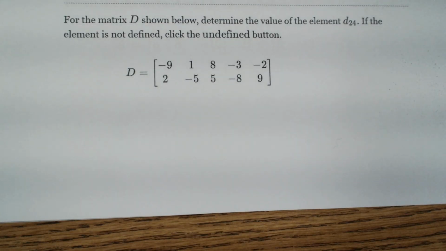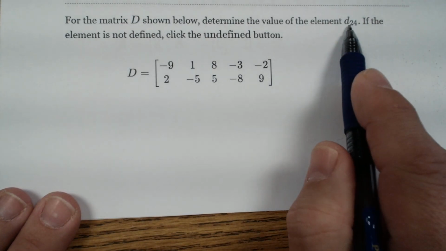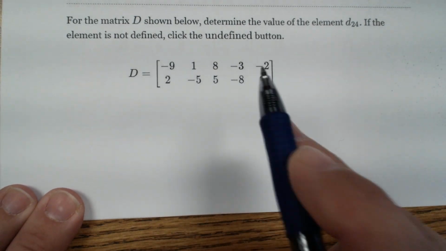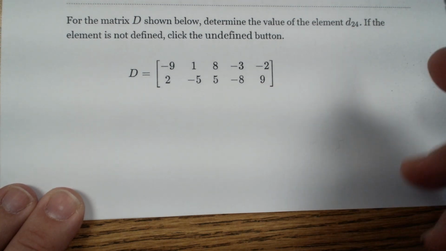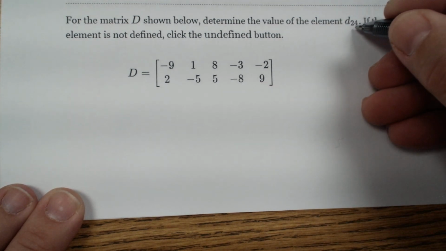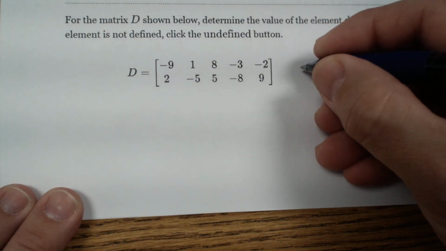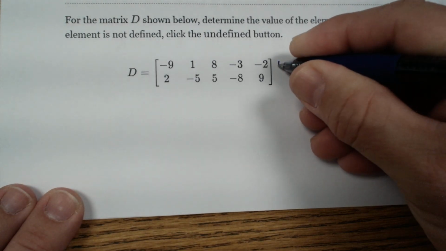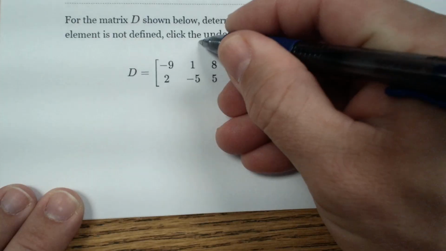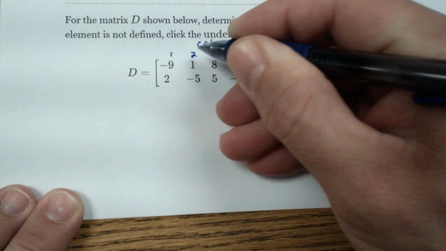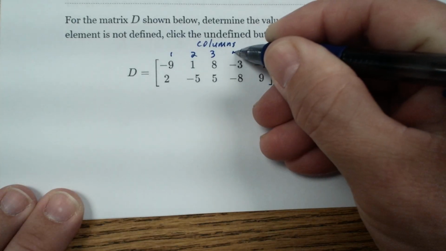Okay, so the next item is a matrix. A matrix is a rectangular array of numbers, and you will have them presented in rows and columns. So when it's asking for element D24, that's asking for what element is in row 2, column 4. Now to let you know, as far as my rows go, this is row 1, row 2. As far as my columns go, column 1, column 2, column 3, column 4, column 5.